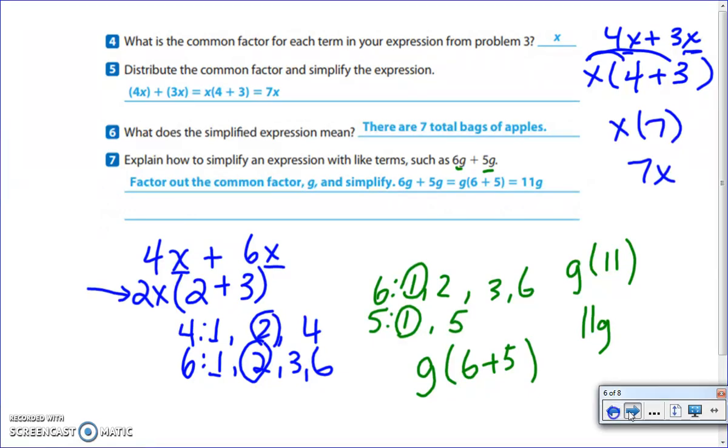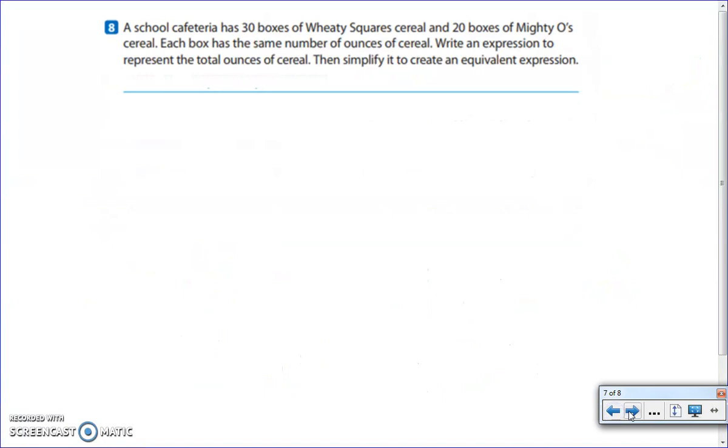Okay, now let's go ahead and look at this. It says a school cafeteria has 30 boxes of Wheaties Square cereal and 20 boxes of Mighty O's cereal. Each box has the same number of ounces of cereal. Write an expression to represent the total ounces of cereal, then simplify it to create an equivalent expression. So it sounds to me like they again want us to keep our like terms separate. So we have 30 boxes of Wheaties Squares and 20 boxes of Mighty O's, but they have the same number of ounces. And that phrase allows us to use the same variable for both.